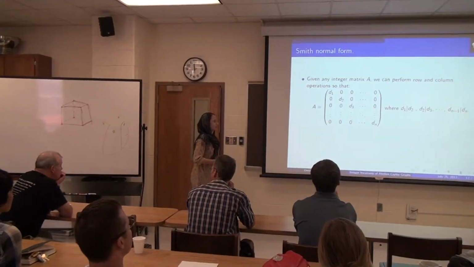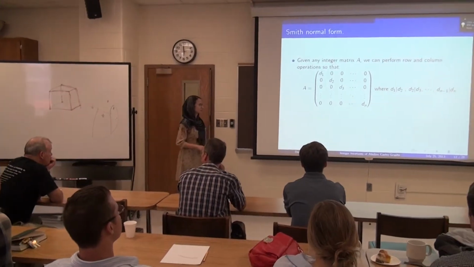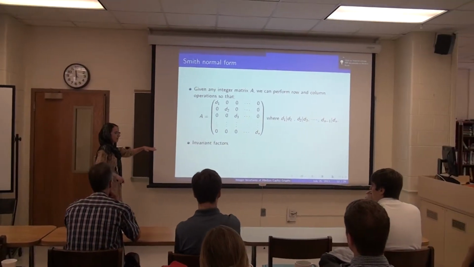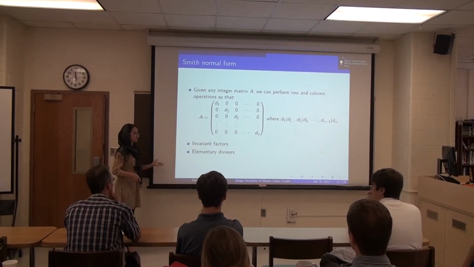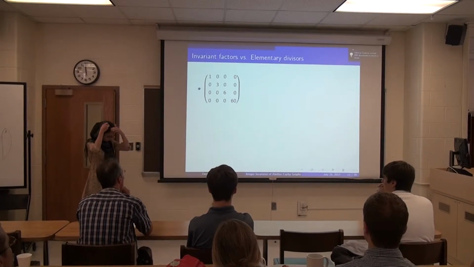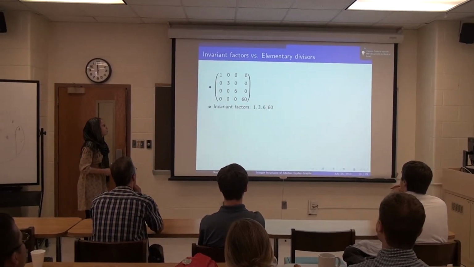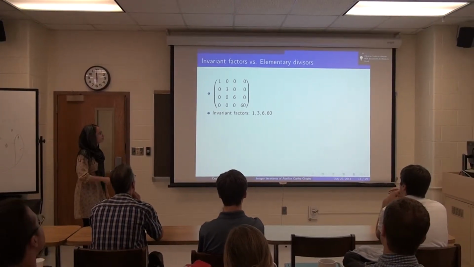So just going back to the definition of Smith normal form, we're going to learn a little bit of terminology really quick. Invariant factors are those numbers across the diagonal. And then if we factorize those numbers, we get what's called elementary divisors. So just a quick example. Say we had a matrix and this was its Smith normal form. You can just read off the invariant factors. They would be 1, 3, 6, and 60.